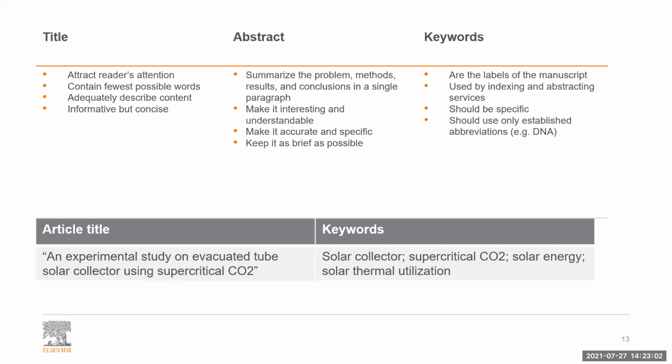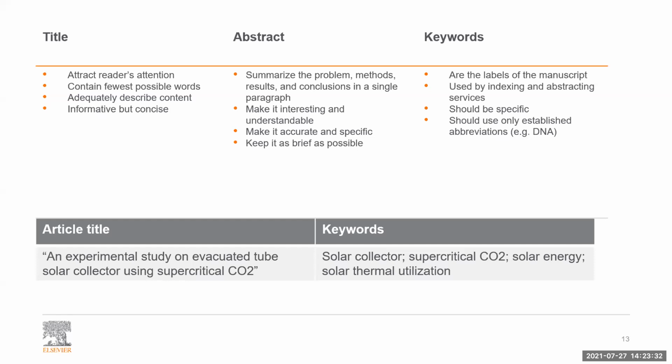One tip I've heard from many authors is that writing the abstract last is really helpful, because then it will accurately reflect the content of the paper and you can tie everything together after you've written everything else. And then keywords are the labels or tags for your manuscript and are used by indexing and abstracting services. These will help people find your research once it's published.